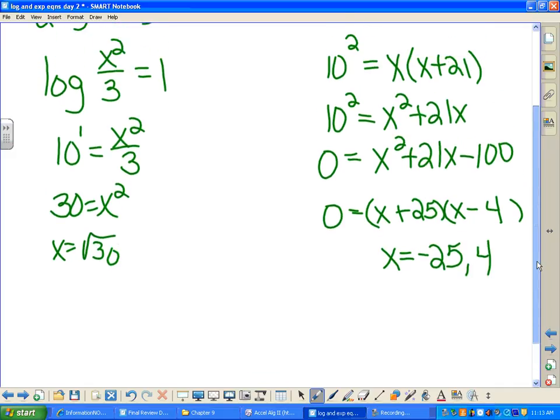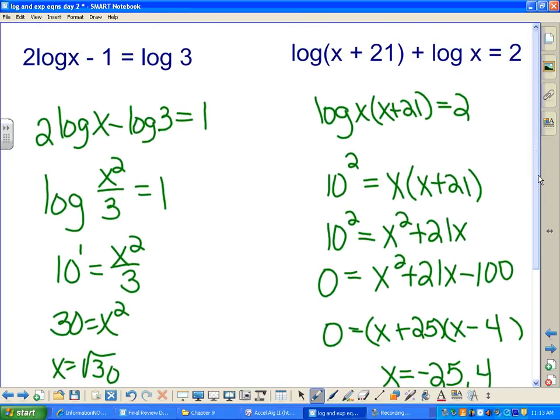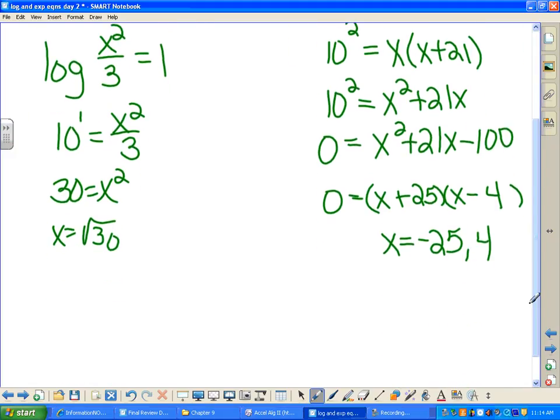Well, let's go back and check. Is it okay for it to be negative 25? No, why not? Is it okay for it to be 4? Yes, so get rid of the negative 25, keep the 4.